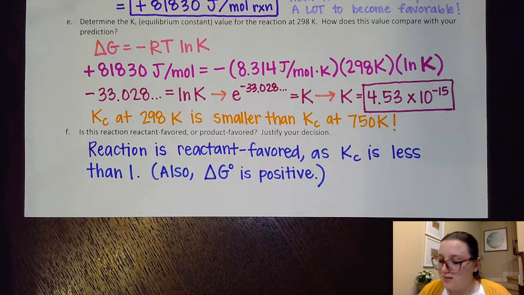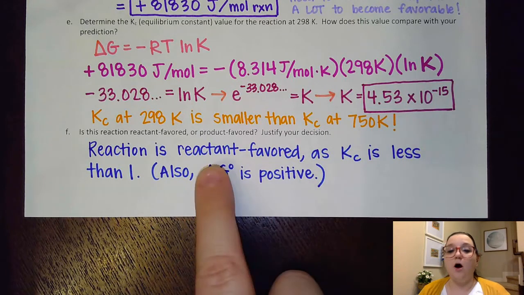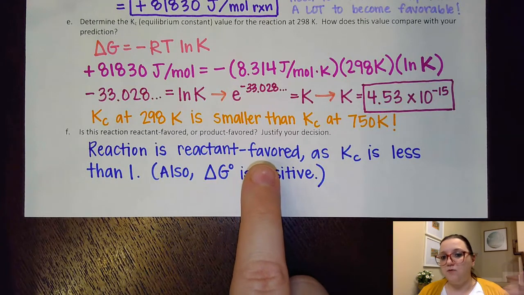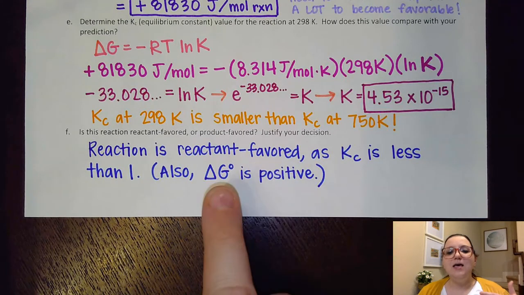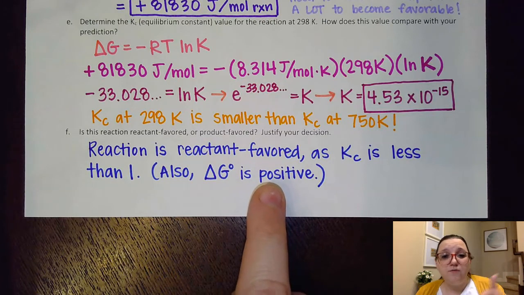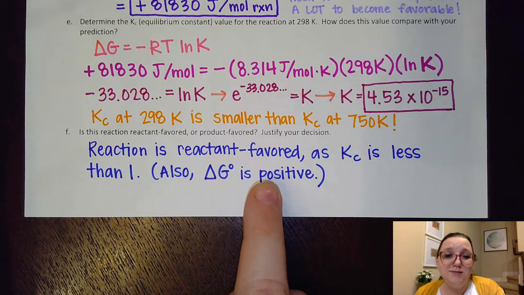Now the last question here says, is this reaction reactant favored or product favored? Well, obviously we just calculated the K value here. It's way less than 1, and so that means we are reactant favored. But the other way we knew that we were reactant favored even without calculating the K is that the delta G was positive, which means that it is not favored in that forward direction. So most of it should be staying as our original reactants.